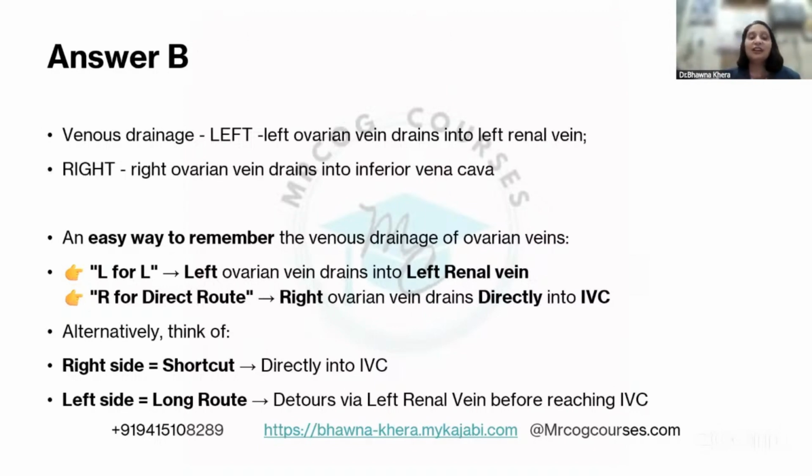You go left and right. Left is a long route. L stands for the long route. It takes a detour. So you go to the left renal vein first and then come to the IVC. Right side, shortcut, go directly to the IVC. Left side, you go the long route, take a detour, go to the left renal vein, and then go to the IVC. I hope you will not forget this in the exam now.